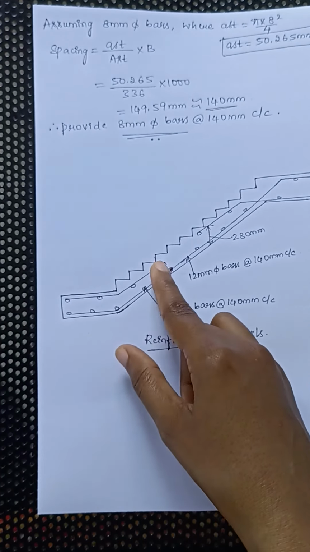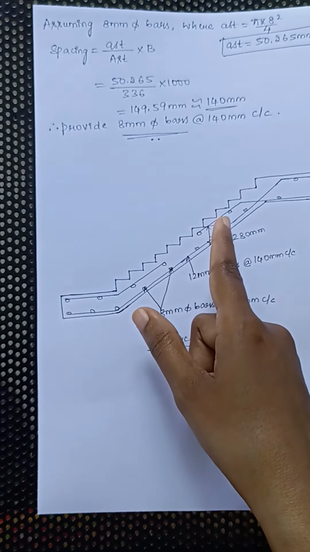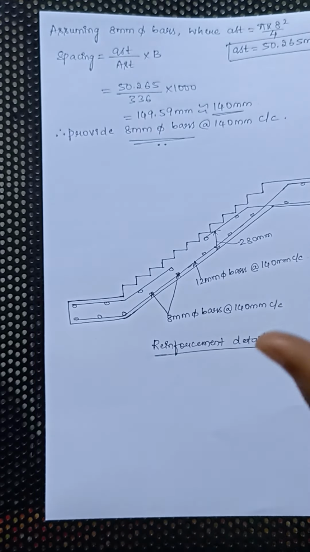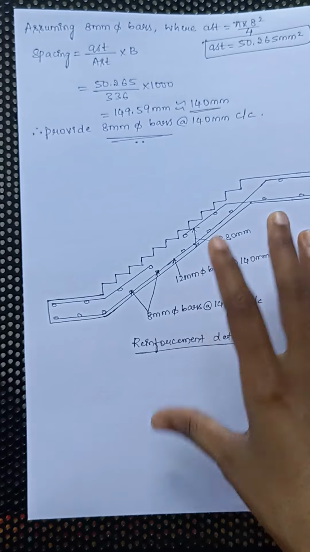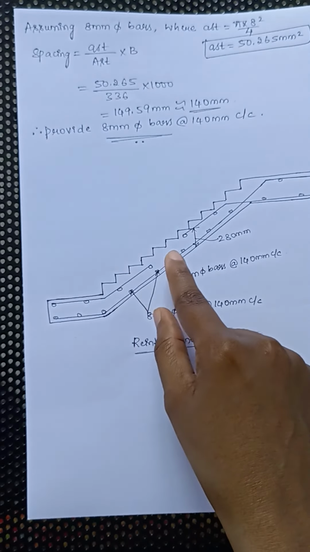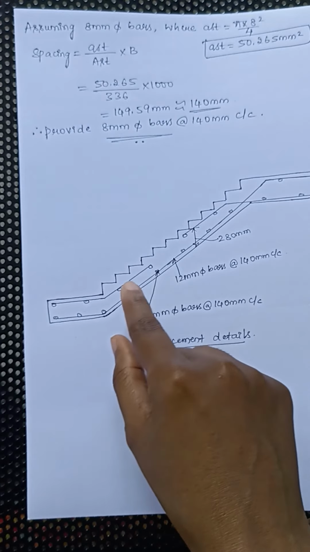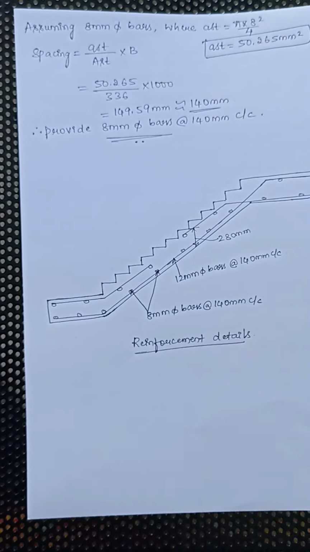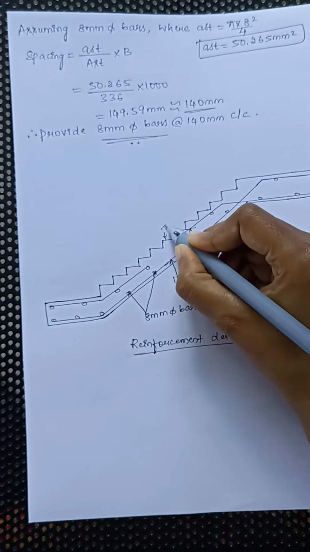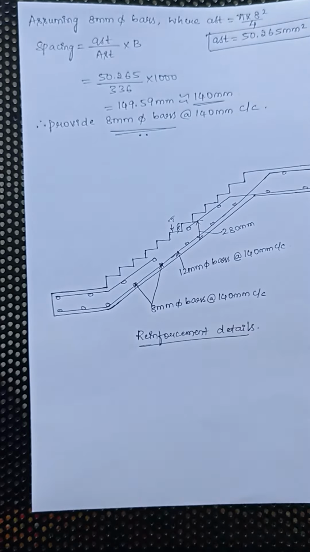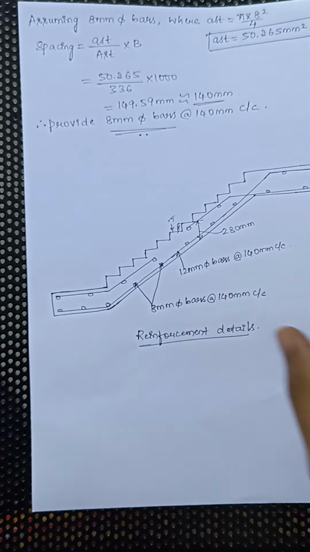1, 2, 3, 4, 5, 6, 7, 8, 9, 10, 11, 12. I have shown 12 vertical lines which represent the rise. And there are 11 horizontal lines provided in between the vertical lines. So that horizontal part represents the thread. So this is your thread, and then this is your rise. Then you start showing your main reinforcement.